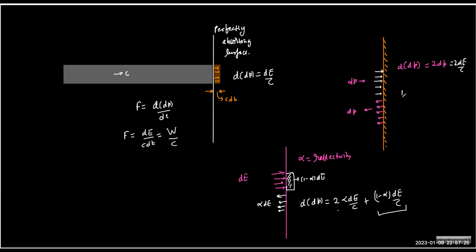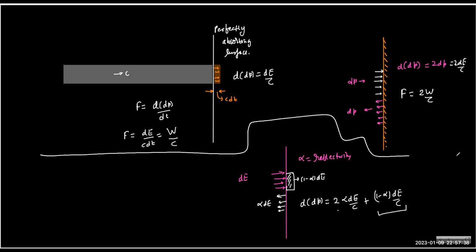So what will be the formula for force here? I hope you can see this. And what will be the answer here? In this case, the answer is very simple. dp is how much, guys? If you look carefully, it's very simple. It is 1 plus alpha d by c. So the force in this case is 1 plus alpha W by c.